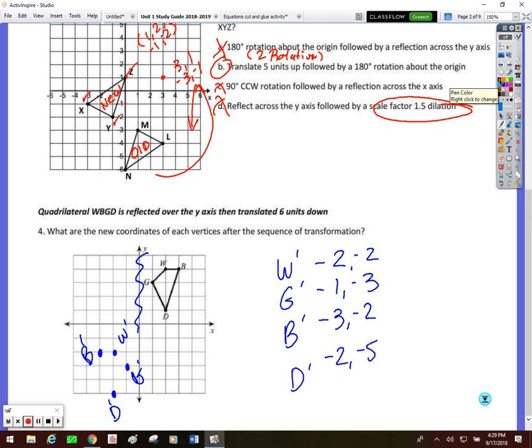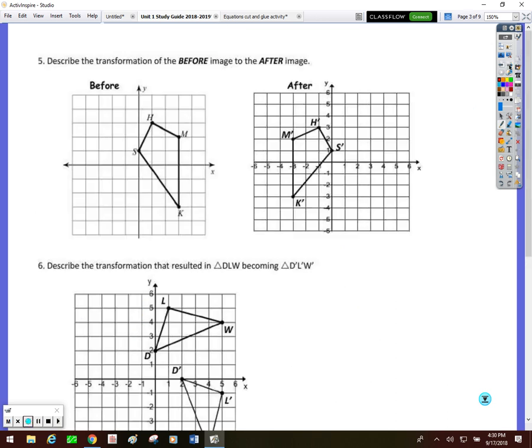All right, and if I connect my shape, there's the shape after it has been reflected this way and then translated that way. Okay, so we change directions and then we just slid it down. Okay, good job. All right, here we go.